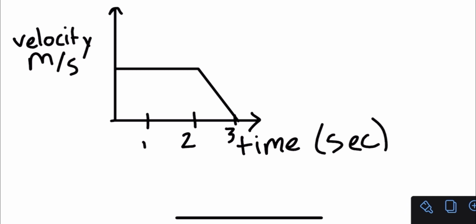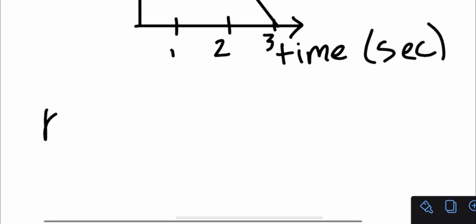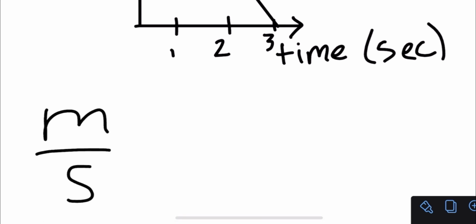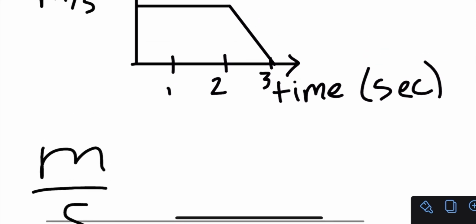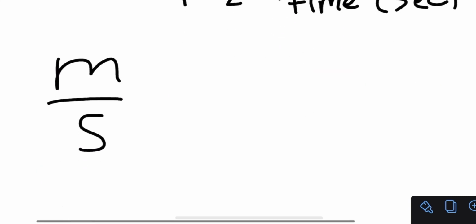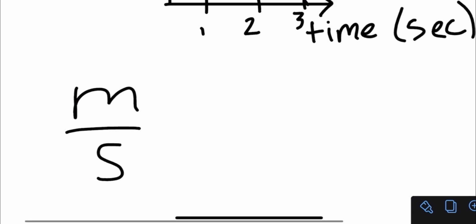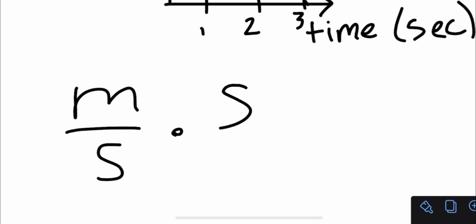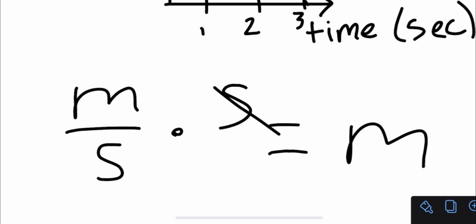Here we have a graph which shows the velocity in meters per second on the y-axis and time in seconds on the x-axis. Now, when we find the area under this curve, if you've taken Physics 1, you'll know that this is position. If you don't know why, it's because if you take the units of velocity, meters per second, and you multiply it by the unit of the x-axis, which is seconds, you get meters because the seconds cancel out.